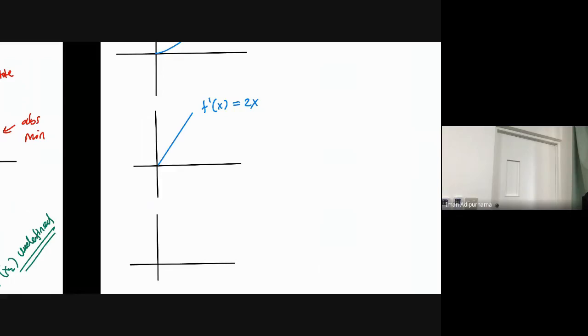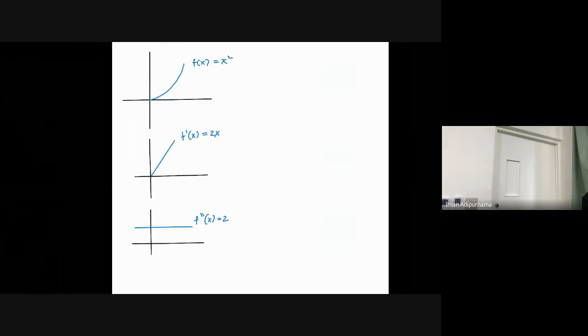And let's derive one more time. If you derive the linear, it will be a constant, right? A constant 2. Let's say this is f double prime, and it's equal to 2. Because it's such a simple function, x squared, we know that we can derive to become linear, and become a constant when you derive twice.